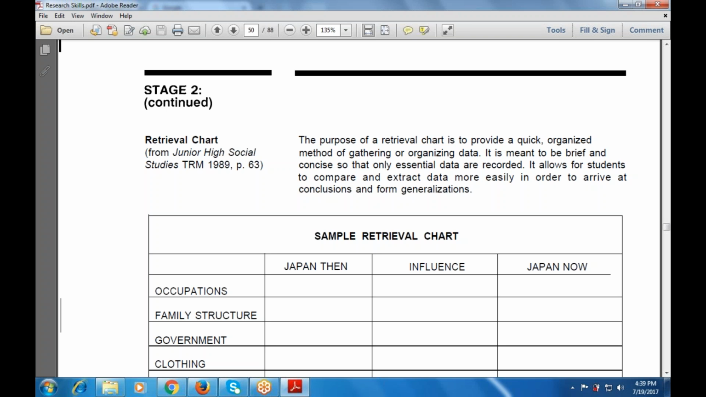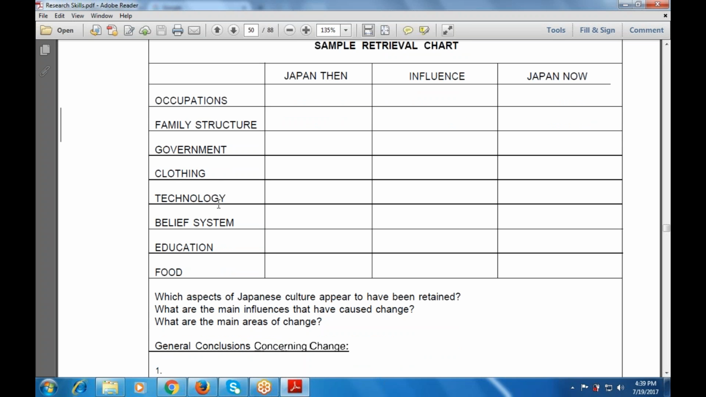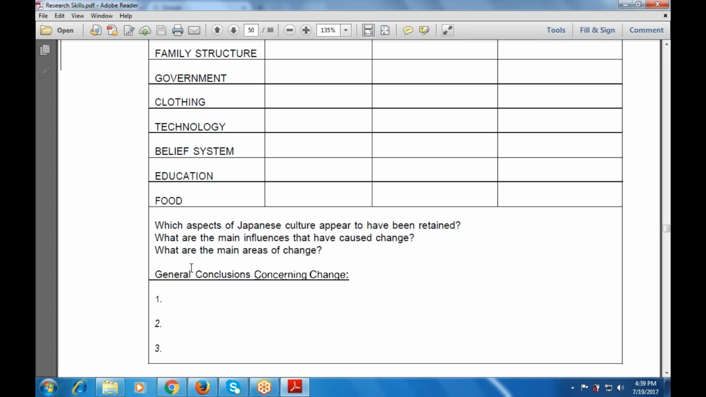That also forms a generalization, taking care of what you should gather and why you gather, with the sample retrieval chart. Now this is a sample retrieval chart. Japan then, influence, Japan now. Occupations, family structure, government, clothing, technology, belief system, education, food. What aspects of Japanese culture appear to have been retained? What are the main influences that have caused change? What are the main areas of change?